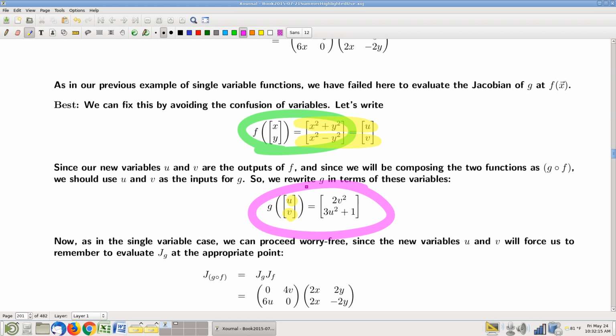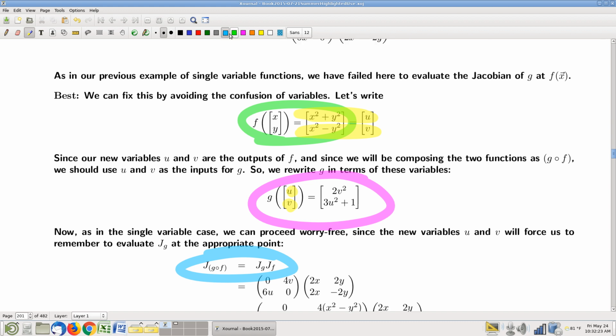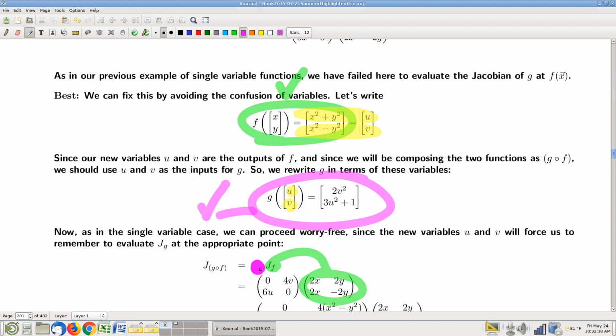You can write down the multivariable chain rule, no problem. Here's the multivariable chain rule. Let's see here, the Jacobian of f. We'll start with f. Here's f. Jacobian of f is that. The Jacobian of g. Here's my g, right? Jacobian of g, no problem, and no confusion of variables, because I've written g in terms of new variables u and v. No problem.